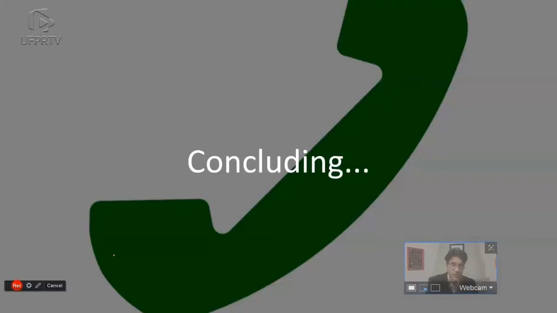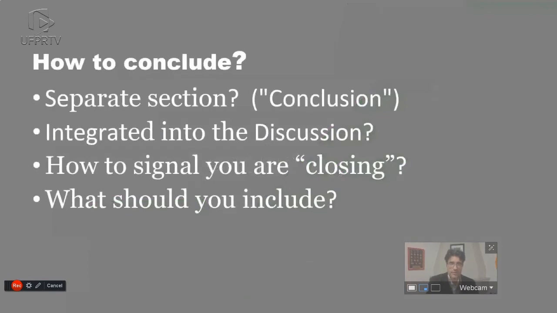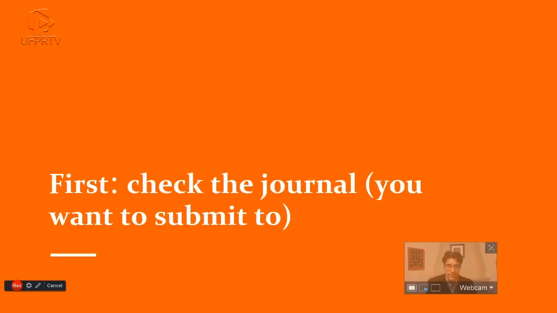But the point is that I'm familiar with these moves. I use these moves. I know what they are. And there are moves like that that you can use in your article to signal that you're concluding. So should you have a separate section? Should it be integrated into the discussion? How do you signal? And what should you include? The answer to the last question is basically a lot of the same things that you have in your discussion section. If you have a separate conclusion section, you can put them in there as well.